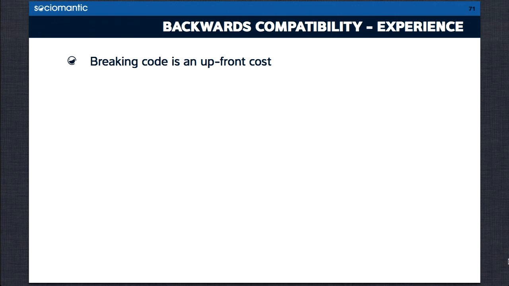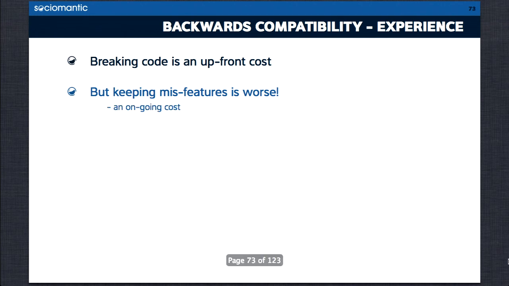Whenever a compiler breaks code, it's asking all the programmers to modify their code. They have to pay an upfront cost, however many hours it takes to make all the changes. But keeping misfeatures is worse because it's an ongoing cost. When we have something in the language that's just plain wrong, it's an ongoing cost. And it's easily possible for the ongoing cost of the misfeature to exceed the upfront cost of fixing it. In fact, that will normally be true for a language which is growing rapidly.